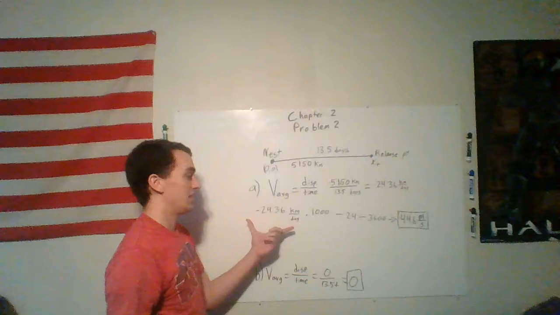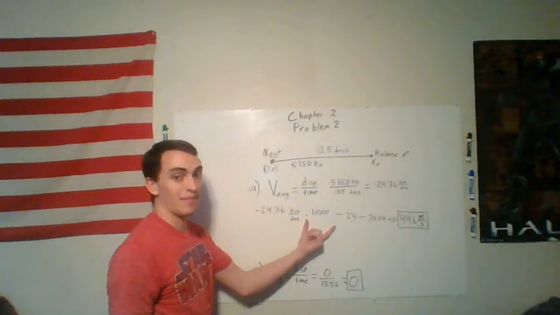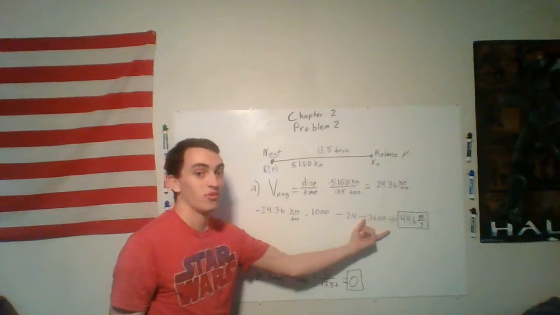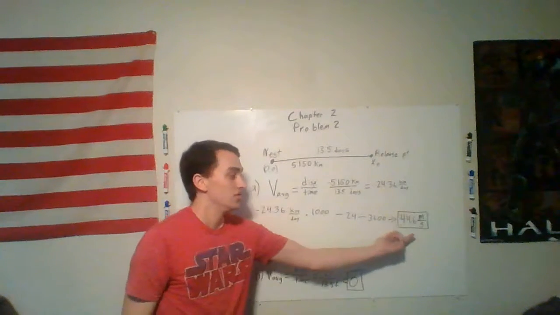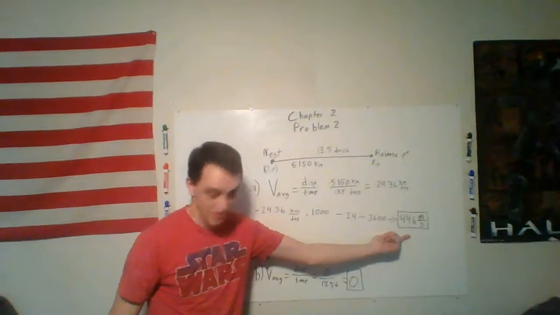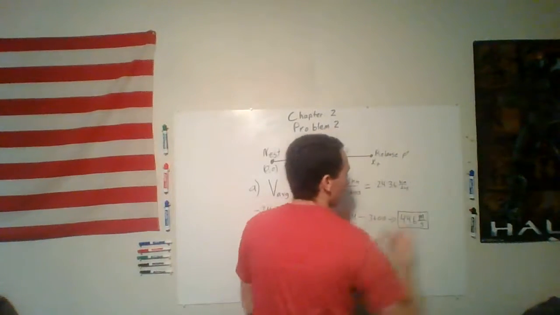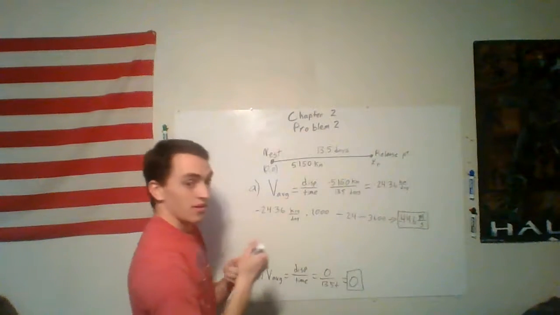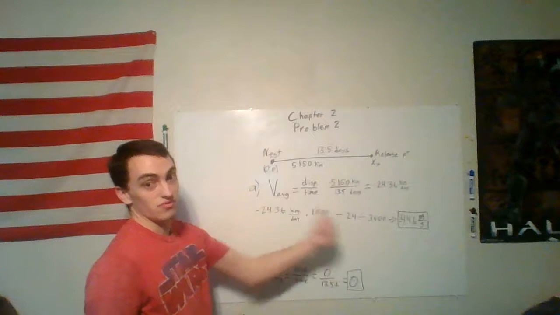Now we need to convert that to meters per second, so you multiply that by 1,000 to turn the kilometers into meters, then divide it by 24, then again by 3,600 to turn your days into seconds, and you get 44.6 meters per second. Actually, it's negative 44.6 meters per second. So that is the average velocity for the return trip.